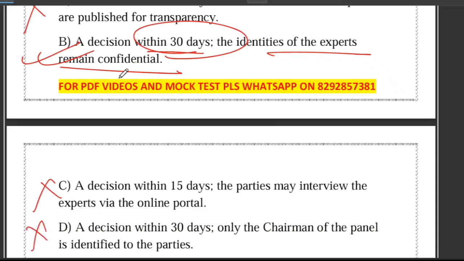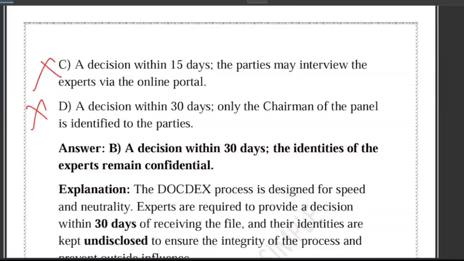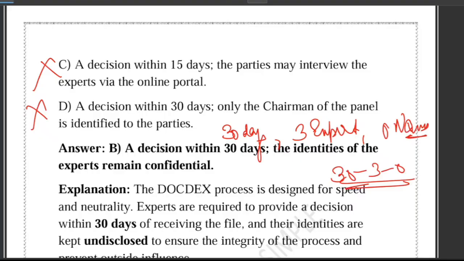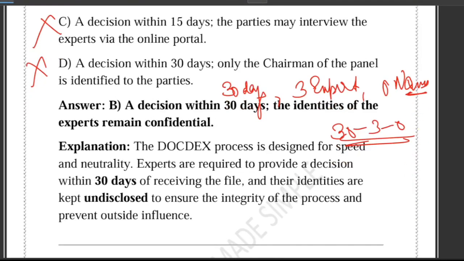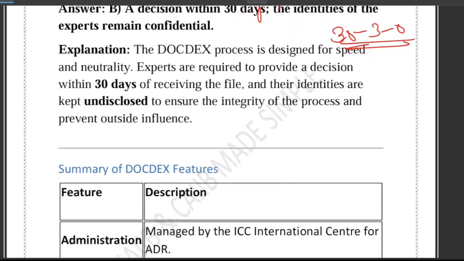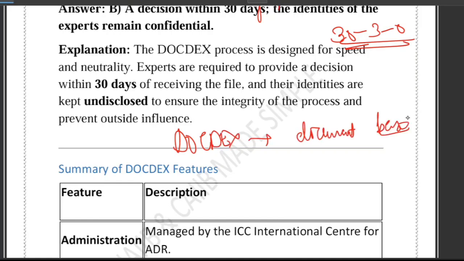Right. So there is a trick to remember this. Let me tell you the trick. Just remember 30 days, 3 experts, 0 names. 30 days for decision, 3 expert panel and 0 names revealed. So DOCDEX is document based, not people based. This way you can also remember it. People identity is not revealed, meaning it focuses on the document, not on who reviews them.